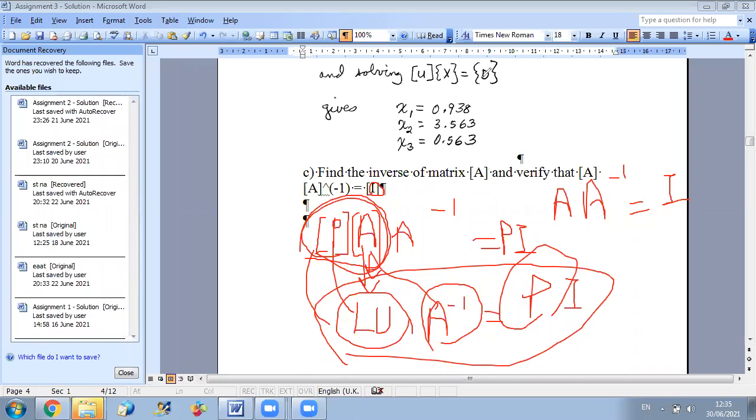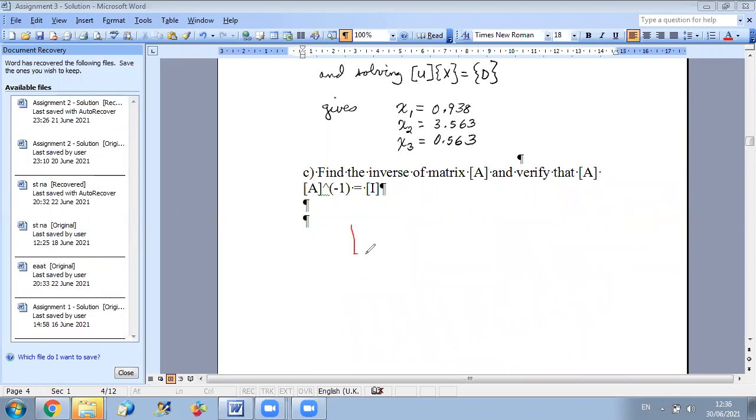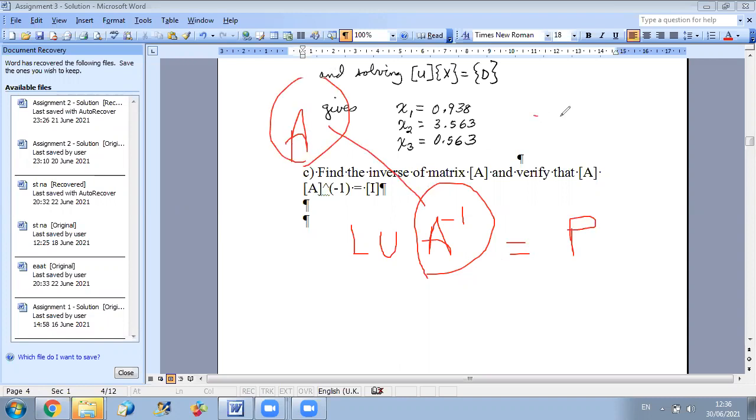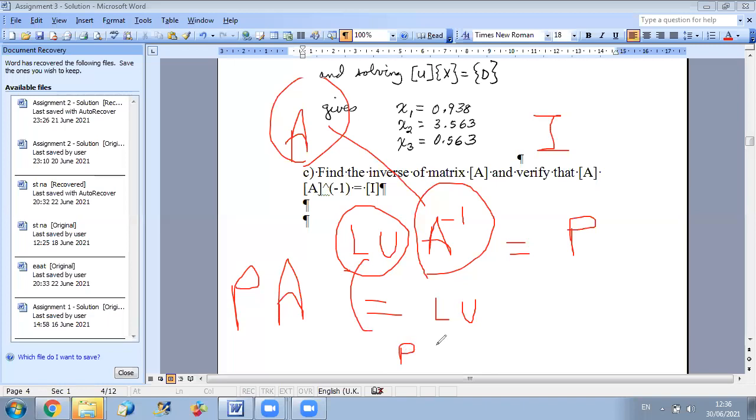In the end, I am telling you that you use LU times A minus 1 equals P to get A minus 1. Once you get A minus 1, if you multiply it by the original A, you get A times A minus 1 is I, the identity matrix. Because when you do pivoting, A no longer equals LU; it becomes P times A equals LU. If you replace LU, you get P times A times A minus 1 equals P. P cancels, and you get A times A minus 1 is equal to the identity matrix.